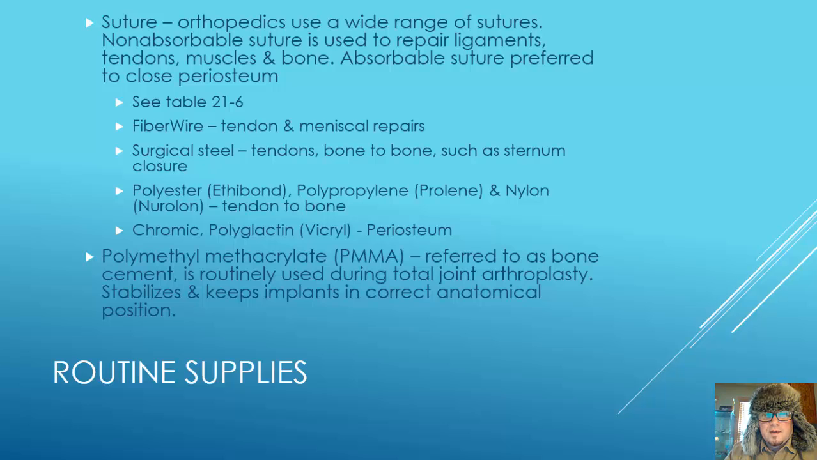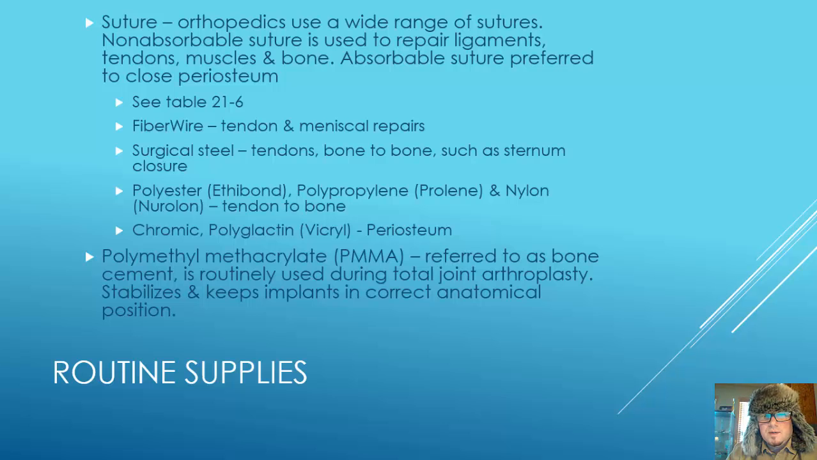Fiber wire for tendons and meniscus. Surgical steel, putting the sternum back together. Sometimes also for tendons. Polyester is used a ton, and in different types. There's Ethibond. Hips, they'll use sometimes a Mersilene tape, which looks like an umbilical tape with needles on the end, and they pull the hip back together with that.